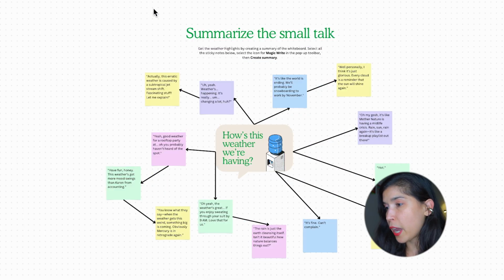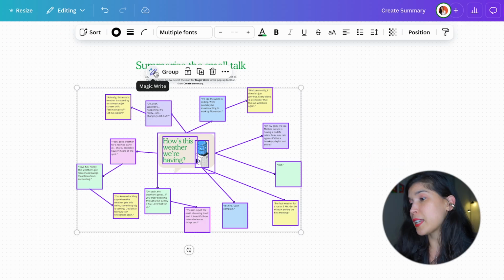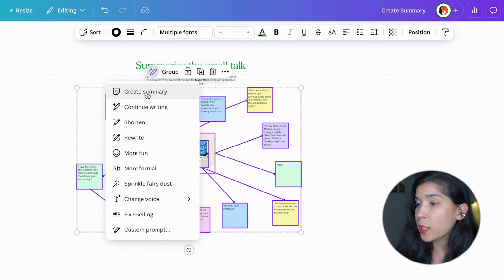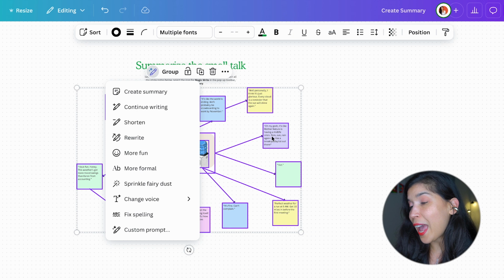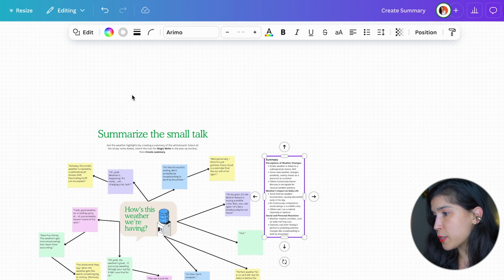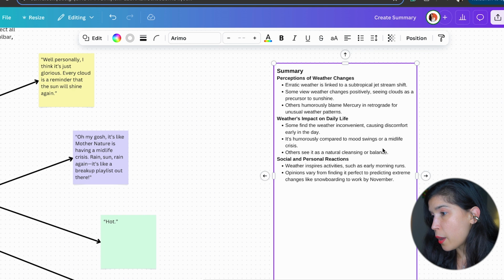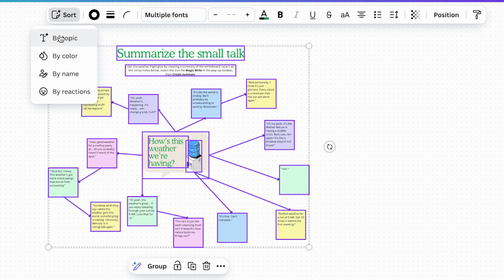Here is an example by Canva, and you're going to select everything, correct? After this is done, you're going to click on this little pen, right? And the first thing is we're going to create a summary of this. So create summary. You have the summary right over here. I'm going to make it bigger. As you can see, it is right over here. Then you have options. You can sort it by topic, by color, by name, by reactions. This is how you can sort or organize it, okay?